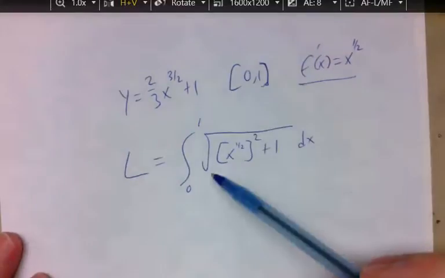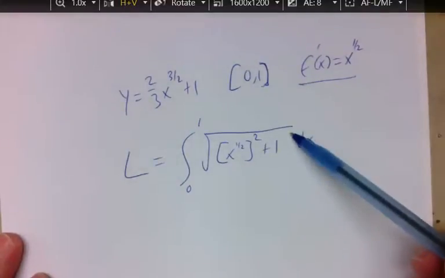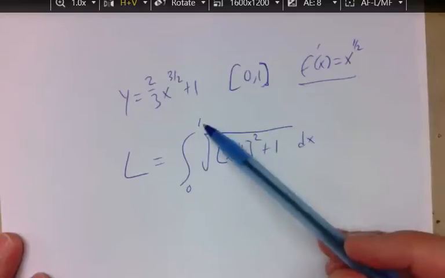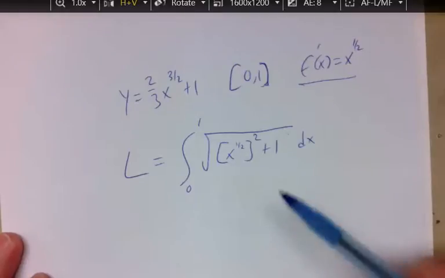Okay, and remember, all this is doing is the distance formula. That's all this is, the distance formula. And you're adding up a whole bunch of them, right? An infinite number of them. You're adding up all these little distance formulas. So the little segments on the curve are being added up to represent the actual length of the curve.